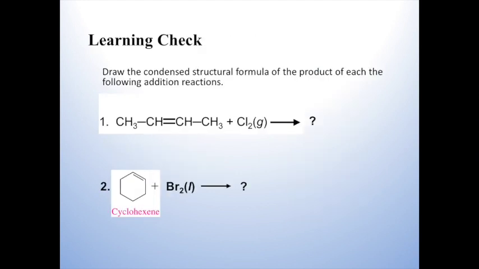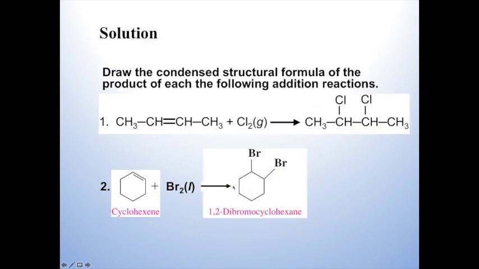So here are a couple of examples. Draw the condensed structural formula of the product of each of the following addition reactions. If you have 2-butene and you add chlorine gas to it, what will happen? And if you have cyclohexene and you add liquid bromine to it, what will happen? So in the first case, the chlorine molecule will add to each of the carbons on either side of the double bond and form dichlorobutane. In the case of the cyclohexene, the bromine will add to either side of the double bond in the ring and make 1,2-dibromocyclohexane.